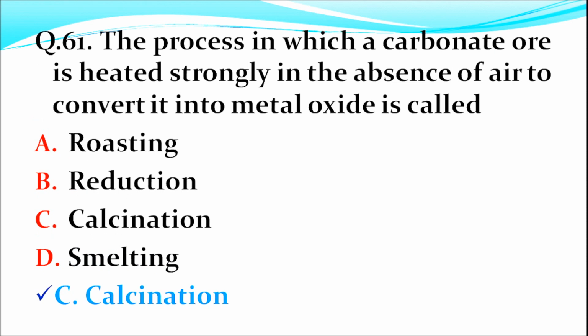The process in which a carbonate ore is heated strongly in the absence of air to convert it into metal oxide is called option A roasting, option B reduction, option C calcination, option D smelting. Correct answer is option C calcination. The process in which a carbonate ore is heated strongly in the absence of air to convert it into metal oxide is called calcination.